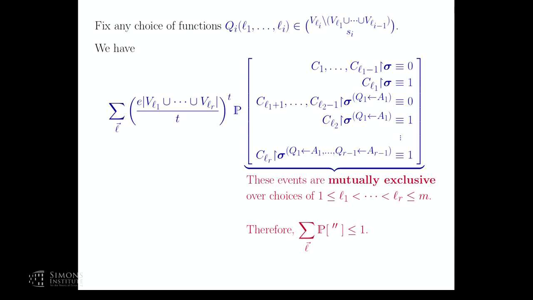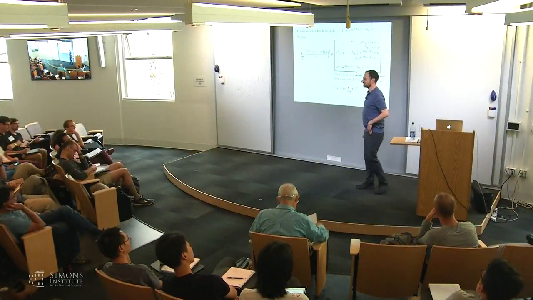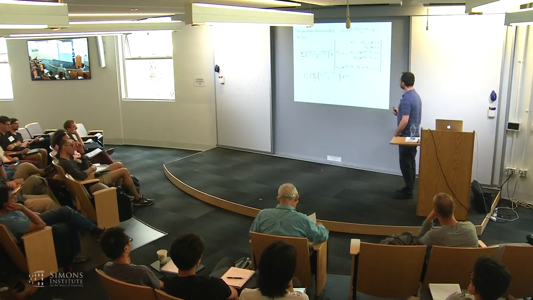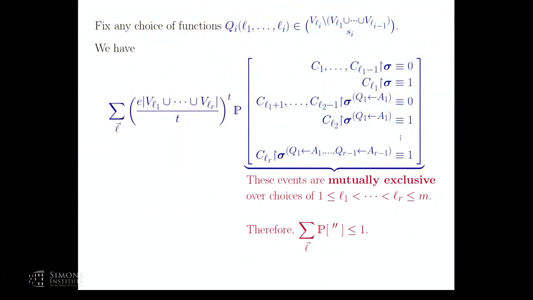The best way to see this is by thinking of it algorithmically. For any sigma, I claim there's a unique sequence of L's, or at most one sequence of L's, which makes this true. L1 is just the first one where this is satisfied. Then we take Q1 of that L1, and then there's a unique L2, and so on. So this is what you did earlier when you said that the L's can be equal. Yes, exactly, we're using exactly that observation. So the point is that the sum of these probabilities over the L's, if we drop this factor here, is at most one.